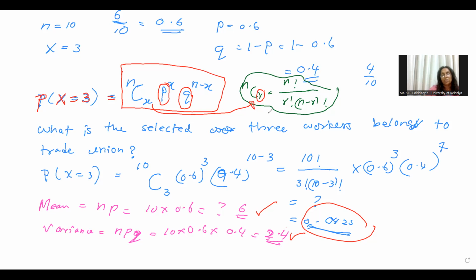So we have to use the nCr formula to simplify nCx. Okay, that is how we simplify the situation. And 0.6 to the power 3, 0.4 to the power 7. Likewise, we can find the answers.